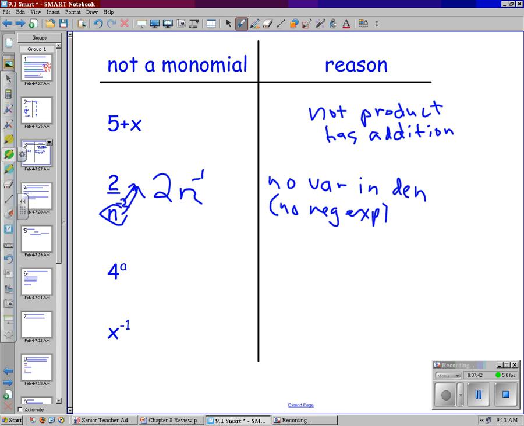Alright. Okay. Adam, why is 4 to the a not a monomial, please? Why is it not a monomial? Rachel? Your power can't be a variable. There you go. No exponents as variables. Because that exponent could be a fraction, it could be a negative number, we don't want any of that. And how about x to the -1st power? Why is that not a monomial? Josh? No negative exponents.